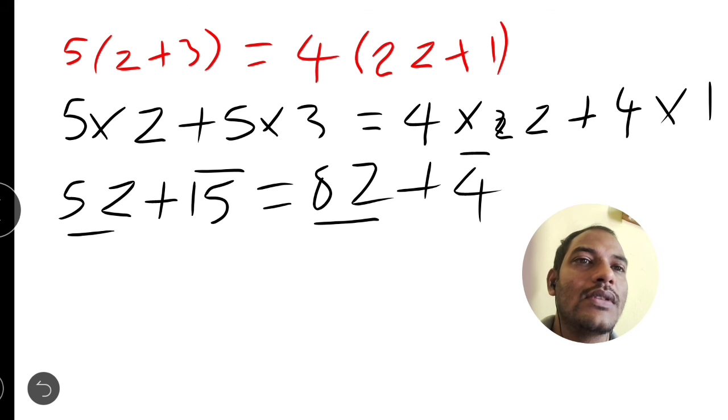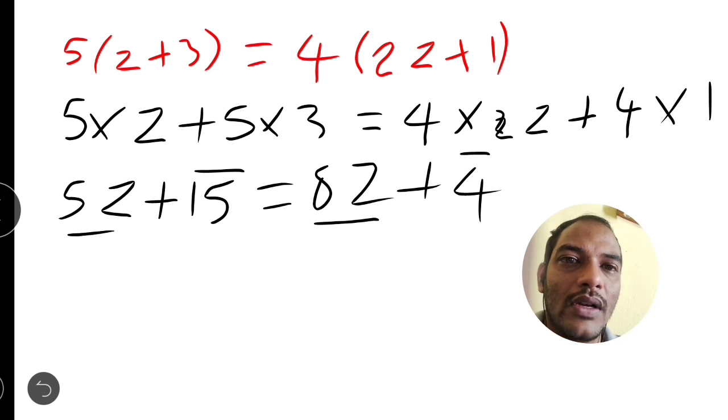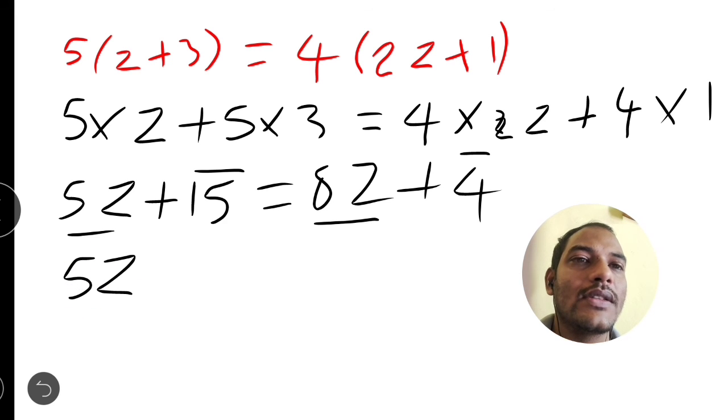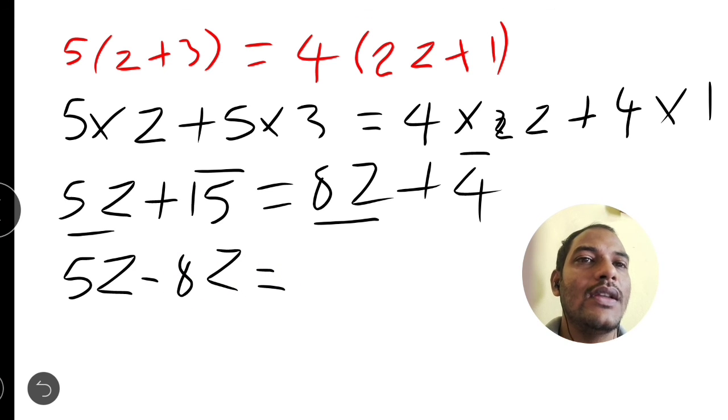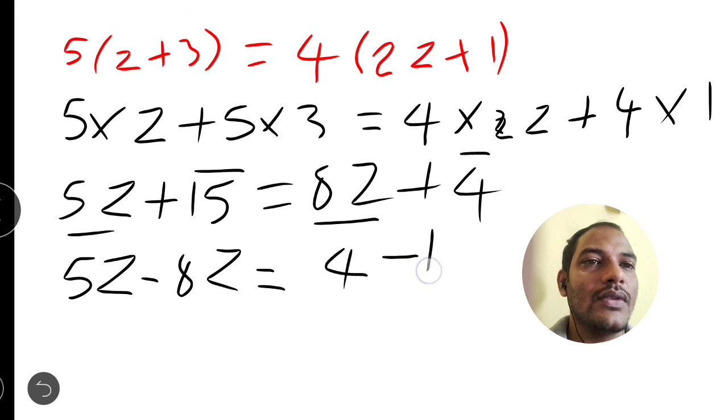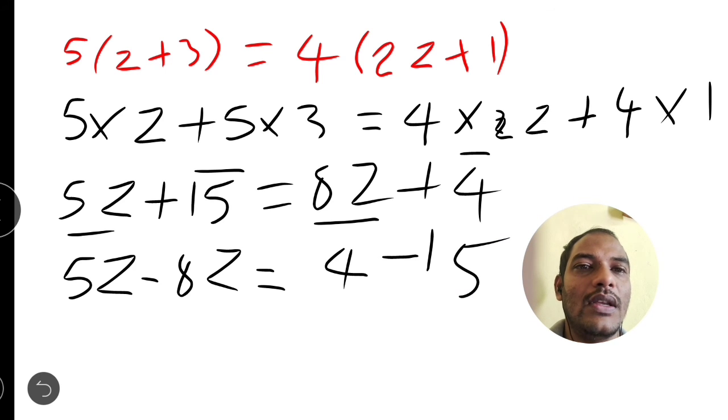So write the variables on the left side. So left side already one variable is there, that is 5z. First you have to write that. Next, right side variable is 8z. So it will become minus 8z. It is equals to, right side constant number is 4. So write as it is. Left side constant number is plus 15. So it becomes minus 15.